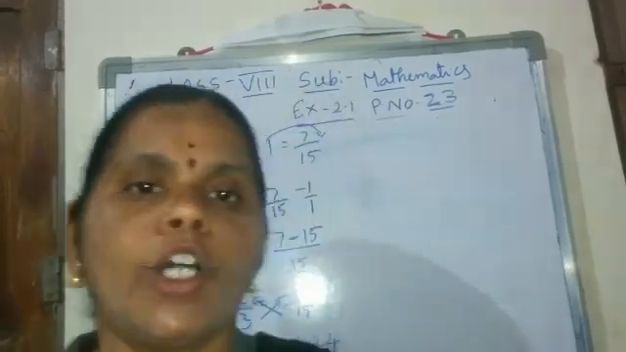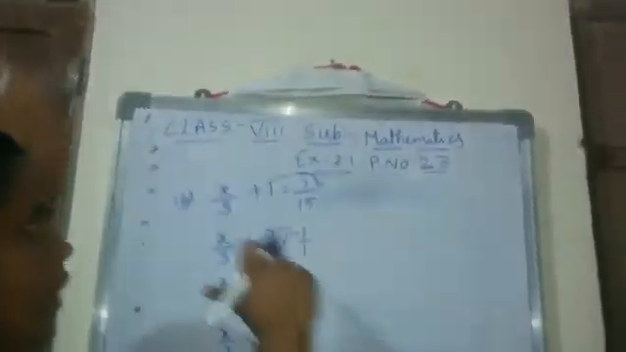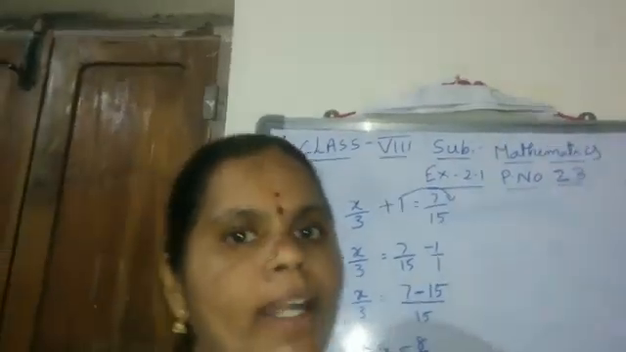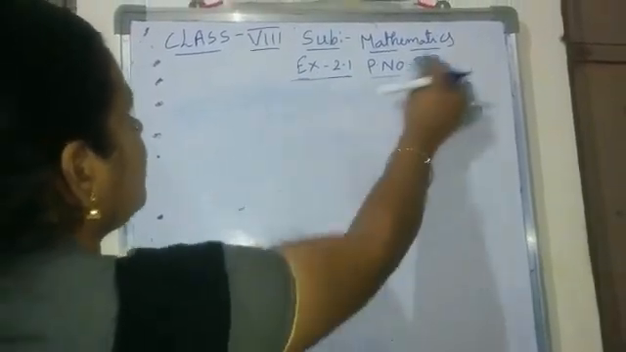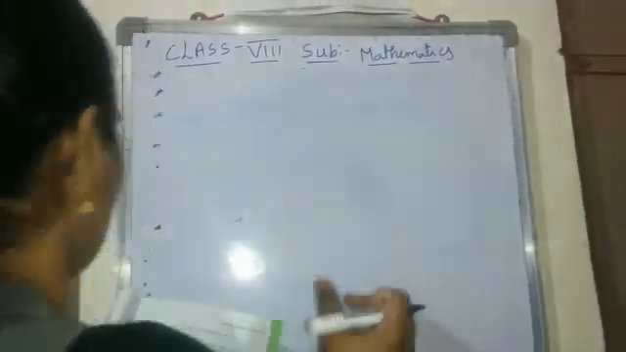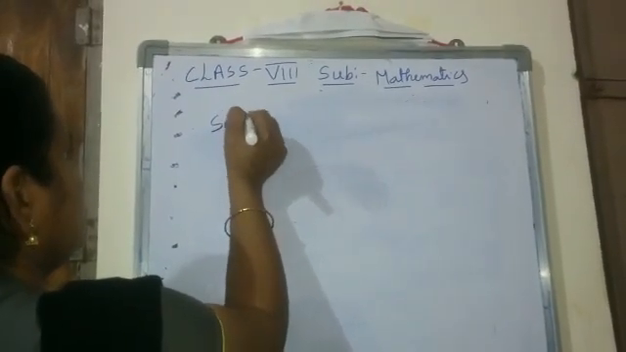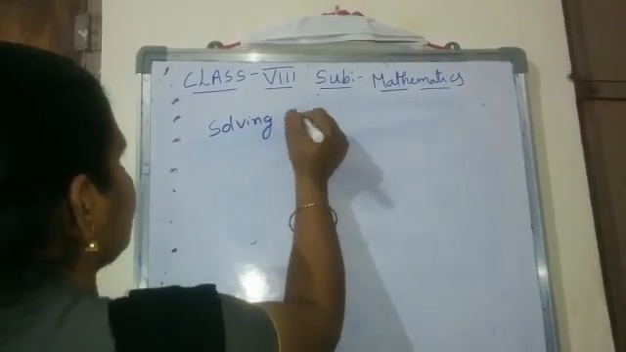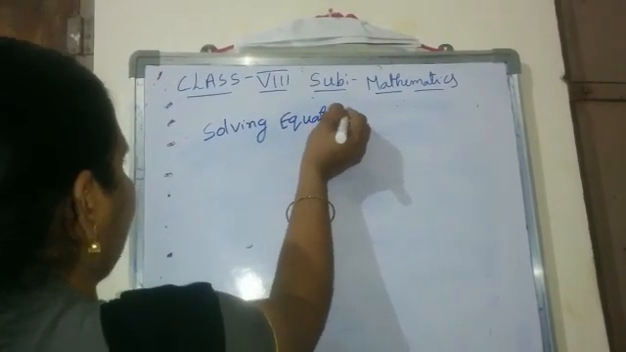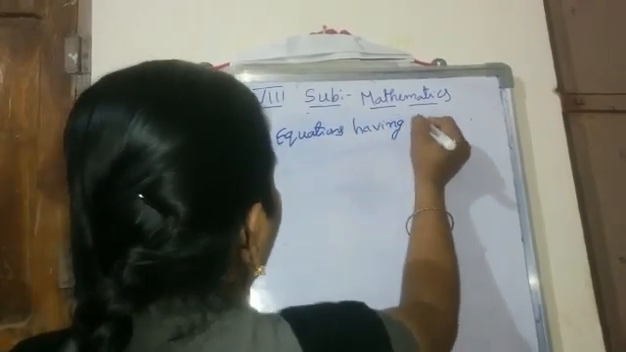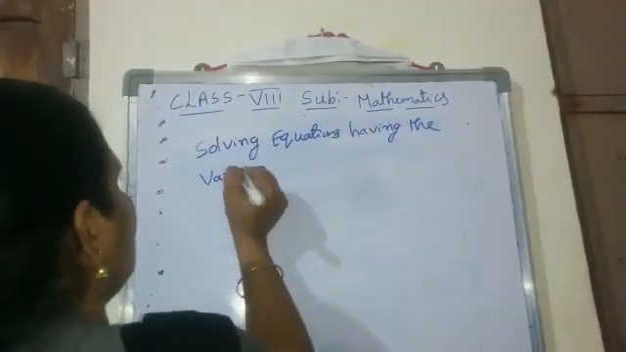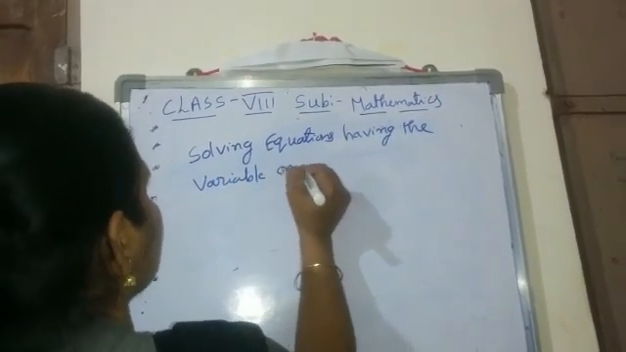See, 2.3, solving the equation. Till now we completed variable only on one side. So in 2.3, solving the given linear equation when the variable is on both sides. Now right, children? Solving equations having the variable on both sides.